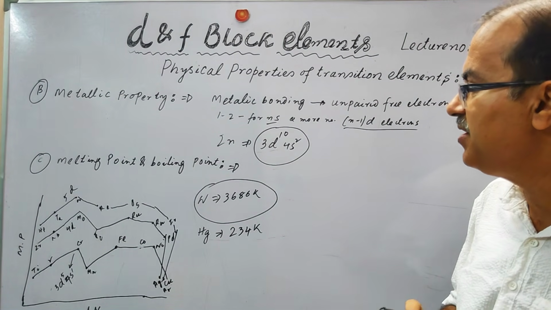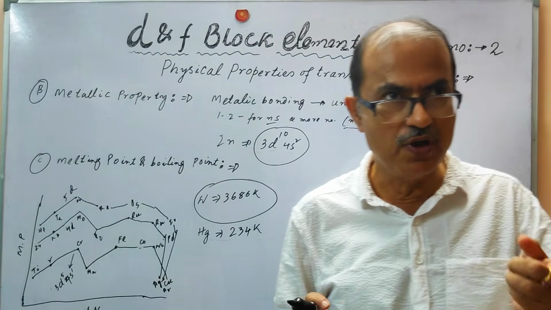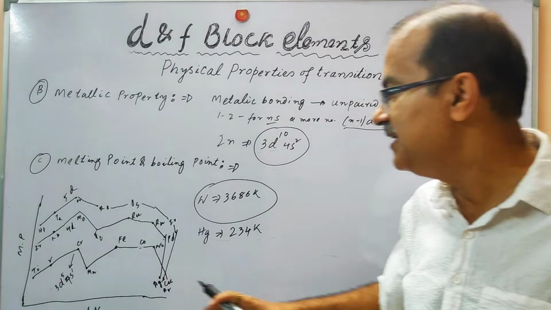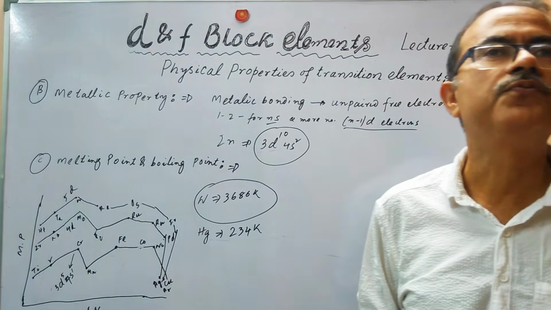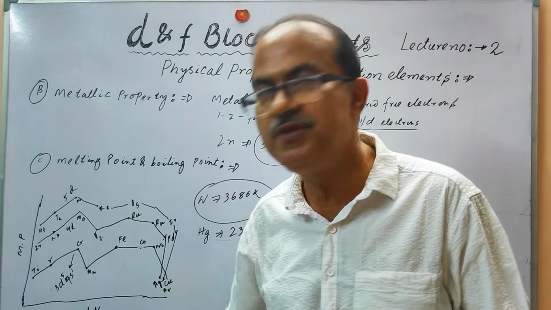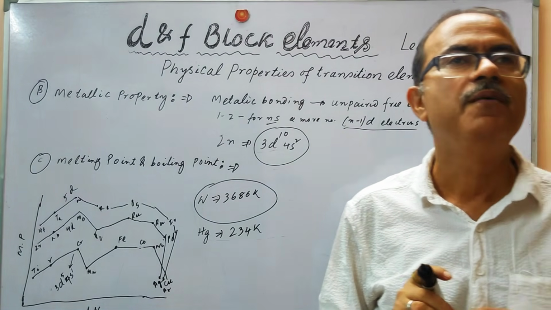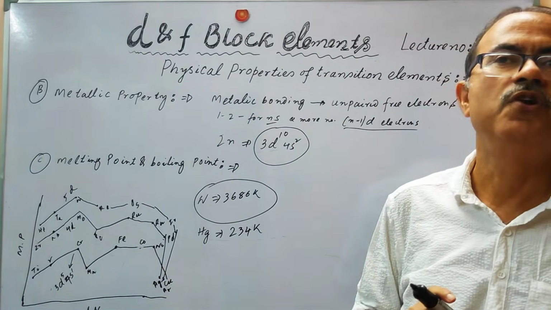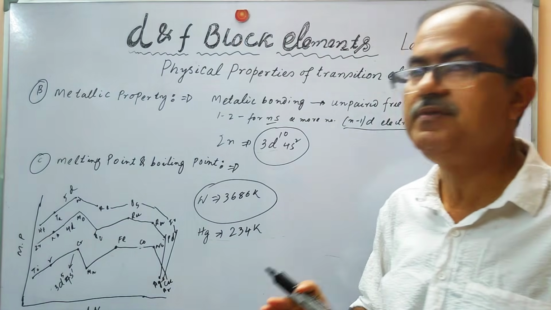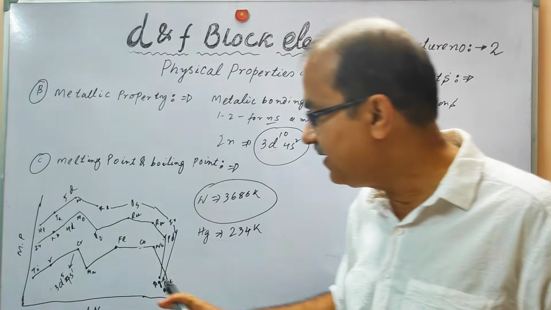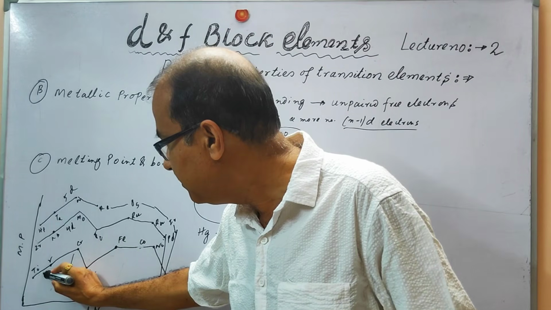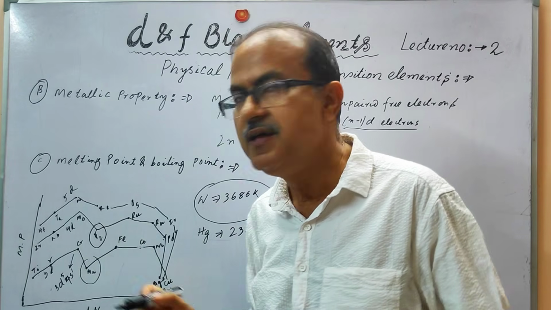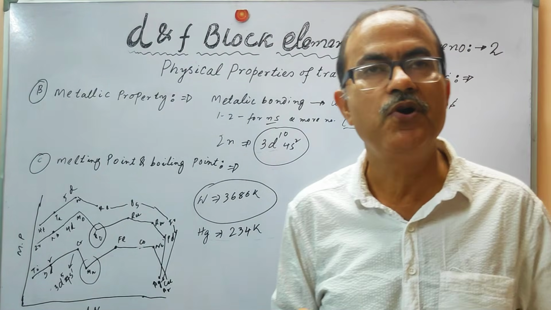So we understand the melting points: as we go across the series, as the atomic number increases, the melting point increases up to the middle of the series, because there are more numbers of unpaired electrons and the metallic bonding is very high. After that, in the 3D series at manganese and in the 4D series at technetium, we have observed a very abnormal melting point.